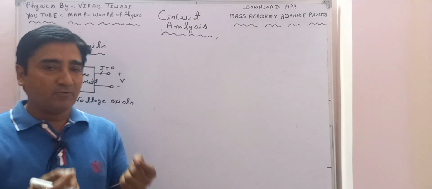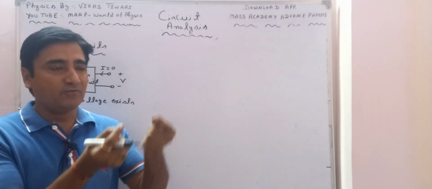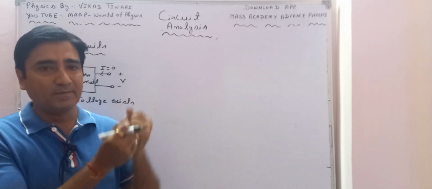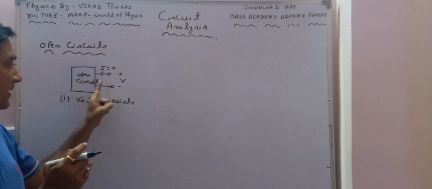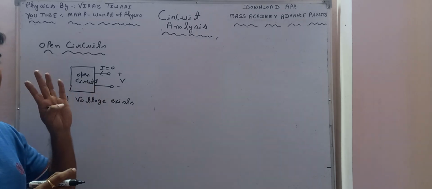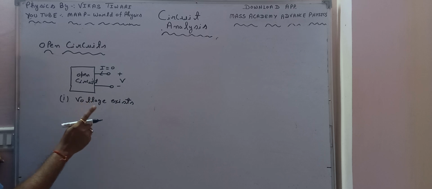So the very first property of an open circuit is that the voltage across any open point always exists. Even if you buy any battery from the market and put a voltmeter across its two terminals, it will give its value. You will find the voltage value across the voltmeter. So voltage always exists across any open points.